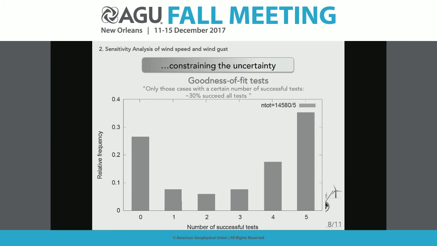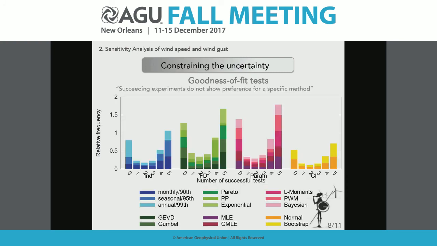Now we can also ask whether succeeding or failing the tests depends on any specific methodological variant or choice. So what we have represented here is the same as before, but segregating according to the different methodological variants in different colors. So for instance, here could be how we select the maxima, the family distribution, and so on. If we focus here, the stacks represent the specific choices. So for instance, the light blue would be that we have selected only annual values. So this is monthly, and so on.